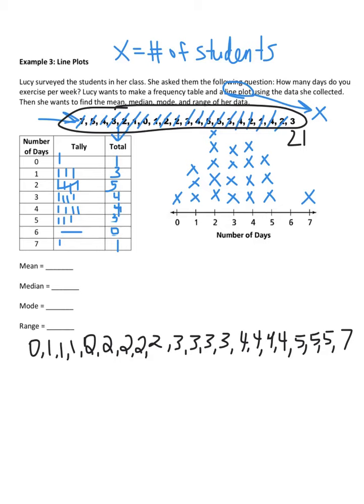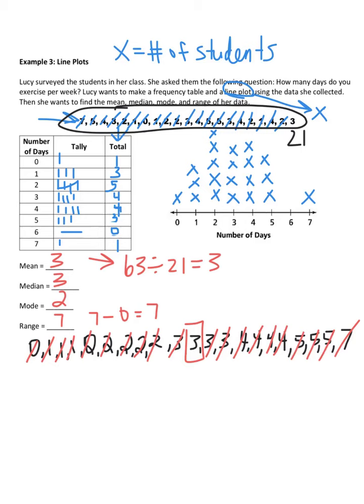So now I can go through and find my mean, median, mode, and range. So you get a little bit more practice with mean, median, mode, and range. Go ahead and do that on your own and then check your answers. So if you check your answers, you can see that our mean is 3, our median is 3, our mode is 2, and our range is 7.